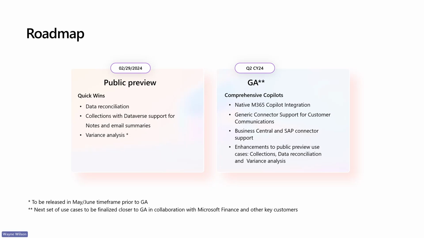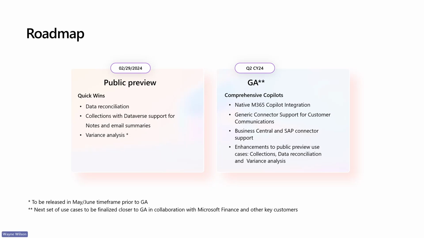The collections feature includes Dataverse support for notes and email summaries, which Russel demoed earlier as well. And then as we're going through all of these, we will have additional features coming through, expanding the existing capabilities that are already there. So just to recap though, as of right now, there are two features fully available: the reconciliation in Excel and the collections experience through Outlook.